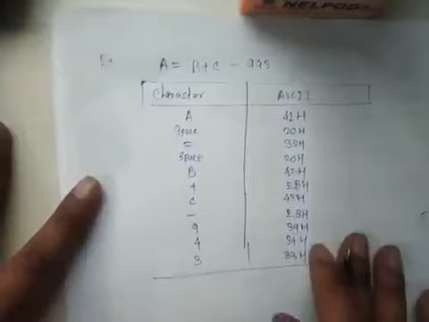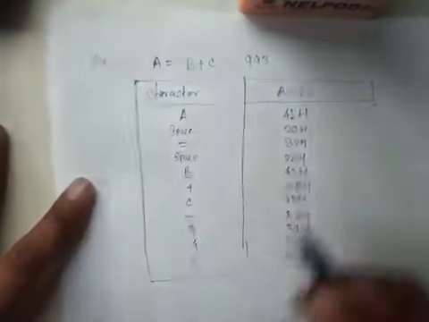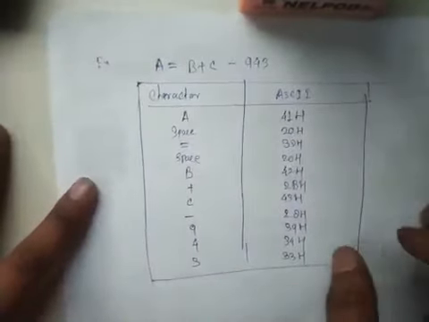So these are the ASCII values for these characters, and these ASCII values are stored in a file.